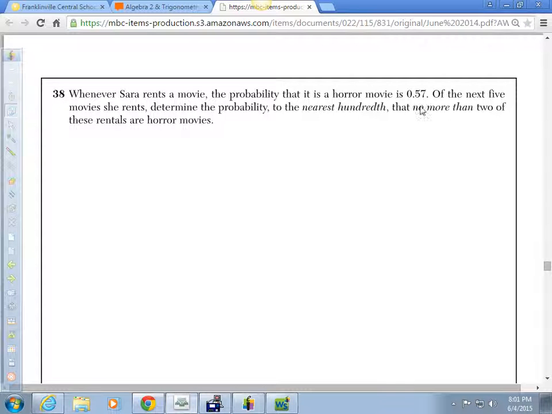Successes, right? Now they want no more than 2. So does that mean 2 up to 5 or 2 down to 0? 2 down to 0. So we're going to have to run this formula how many times? 3 times. And then what do we have to do with them after we find the 3 individuals? Add them together. You've got to add them together, and they want this to the nearest 100.